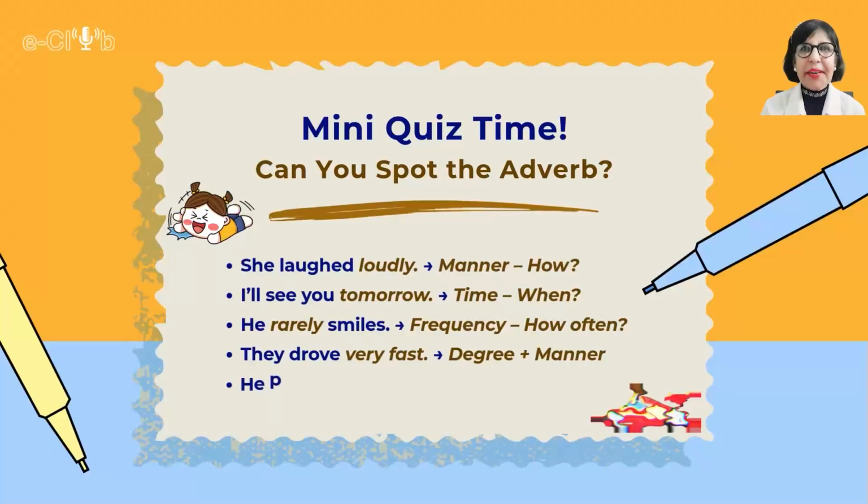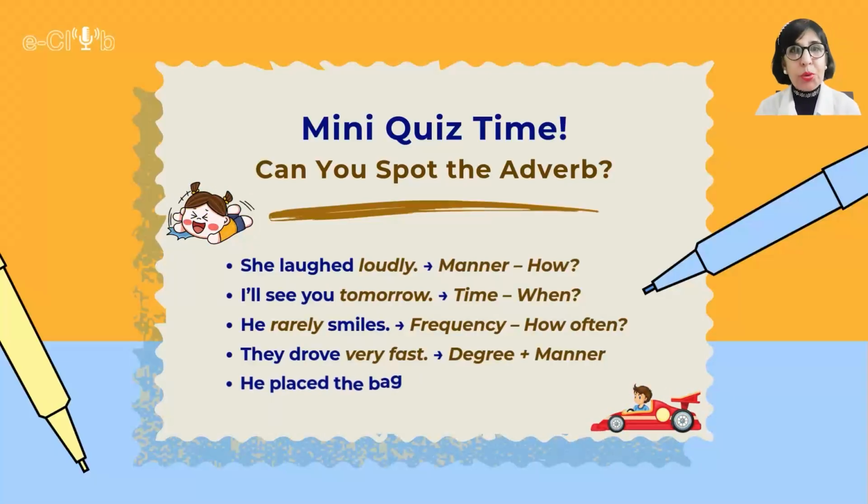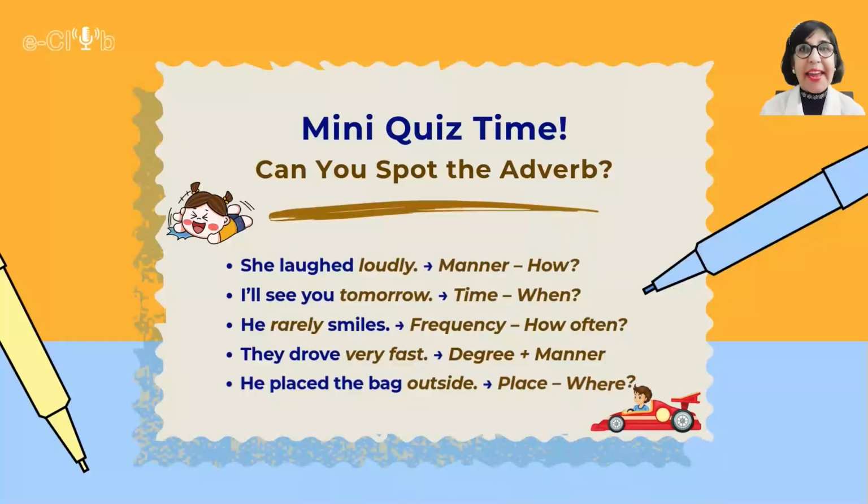One more example. He placed the bag outside. Here the adverb is outside. But why? It tells us where he placed the bag, modifying the verb placed. It's an adverb of place. Okay, let me know how many of you got right in the comments.